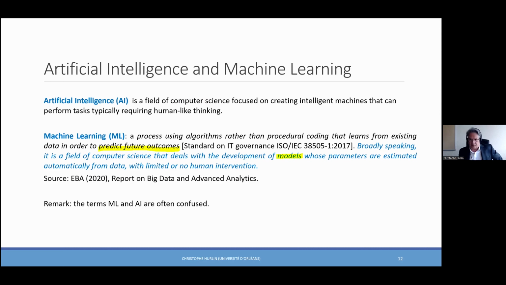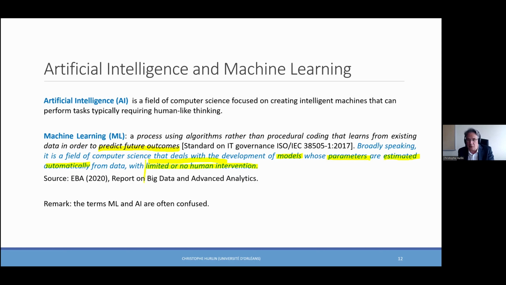These models have parameters, as in standard parametric models. And these parameters are estimated automatically. This is not only a question of estimation, this is also a question of specification. These models are automatically specified, with limited or no human intervention.